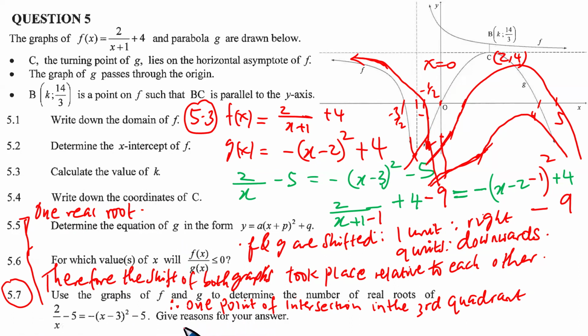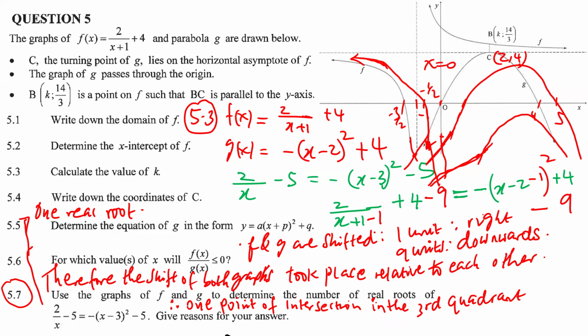We've answered the question. Once again, try to understand the shifts. So there is a horizontal shift by 1 unit to the right because of the -1. If you subtract 1 from x, it means the graph is shifted by 1 unit to the right and then 9 units downwards, so that we have 1 point of intersection in the third quadrant. Okay, so that is what we have here. All right, and this is the answer.